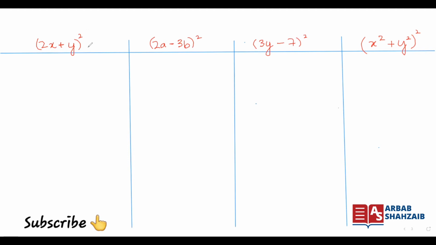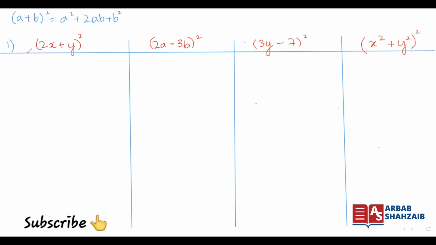So here, question number one, (2x plus y) whole square. We need to remember the formula. What is the formula for (a plus b) whole square? (A plus b) whole square equals a square plus 2ab plus b square. This is the formula. Now with respect to this formula, we will solve this question directly, and see how we can get the same product.